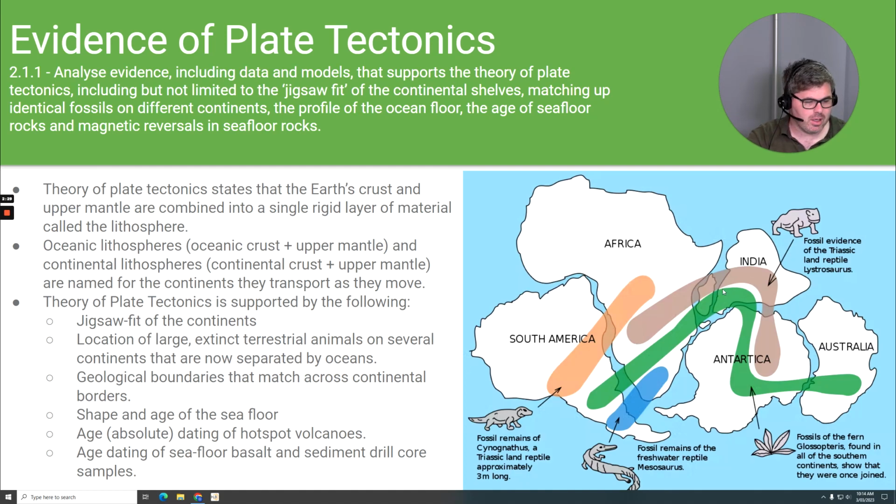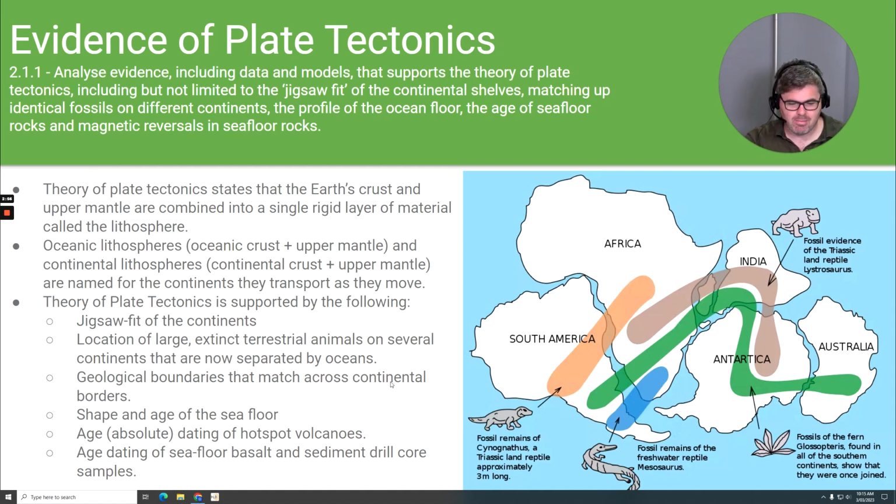So if I'm looking at, say, the Lystrosaurus, this one here, it has evidence found in Africa, India, and Antarctica. But seeing as those are hundreds of kilometers apart today, we can put forward the idea that it supports plate tectonics, as this animal once lived on all three of them when it was one landmass rather than several.